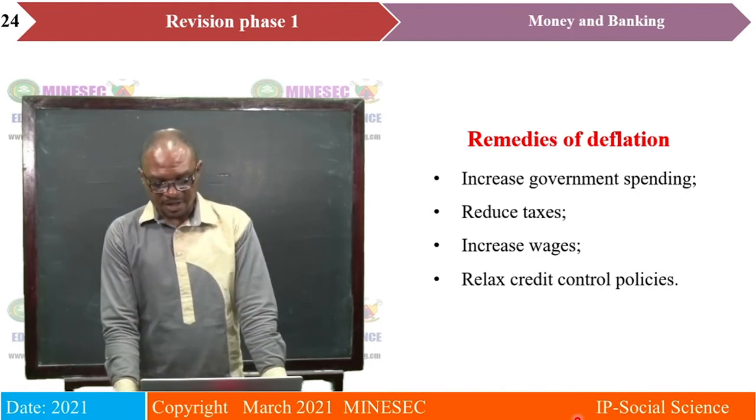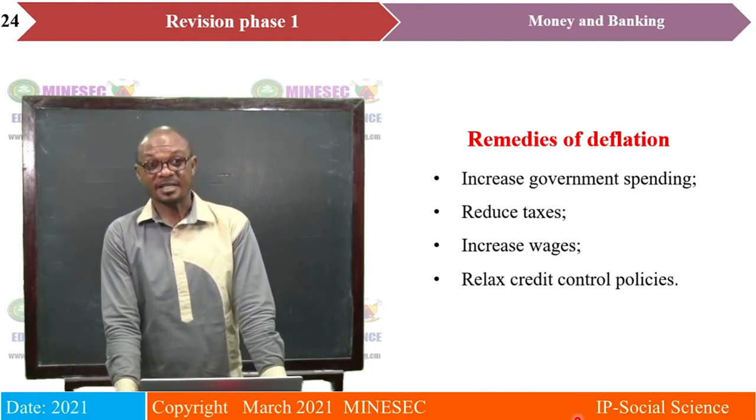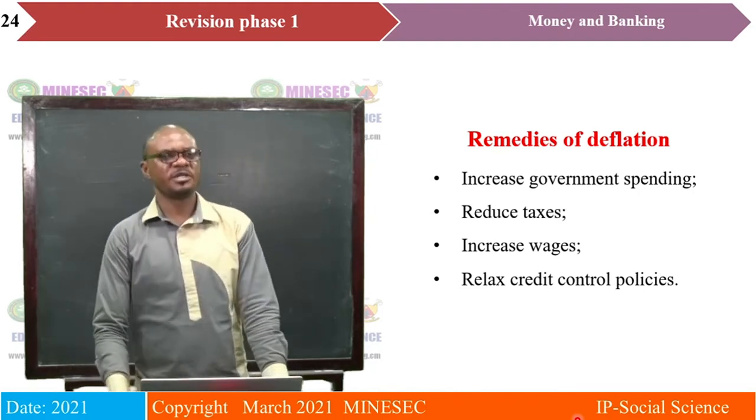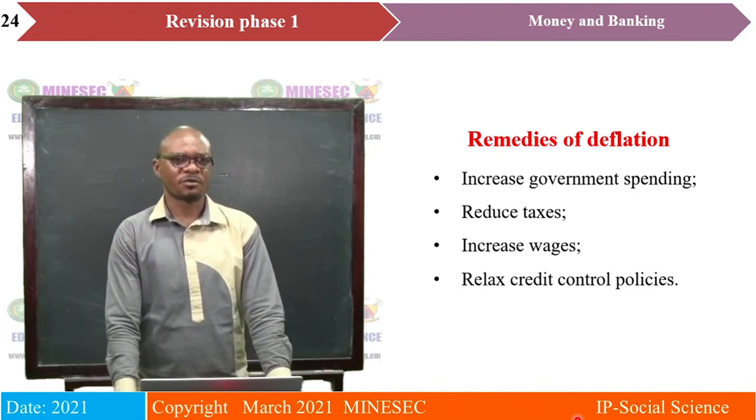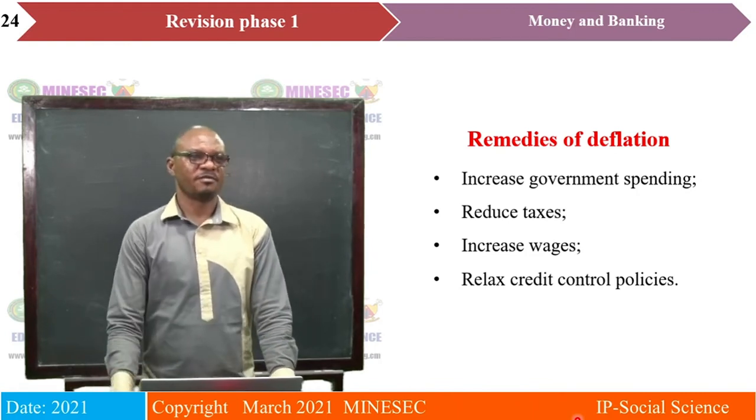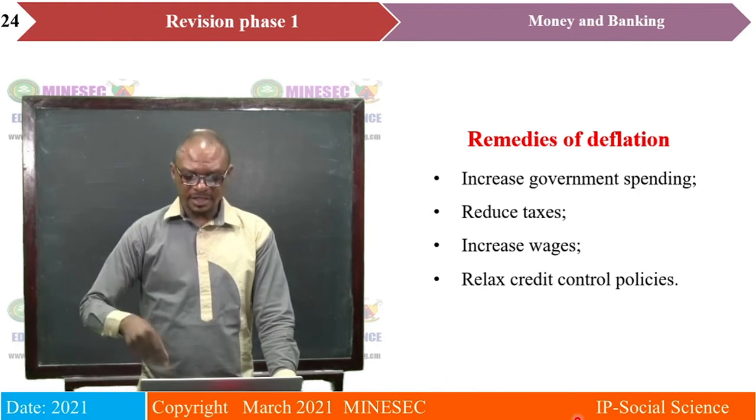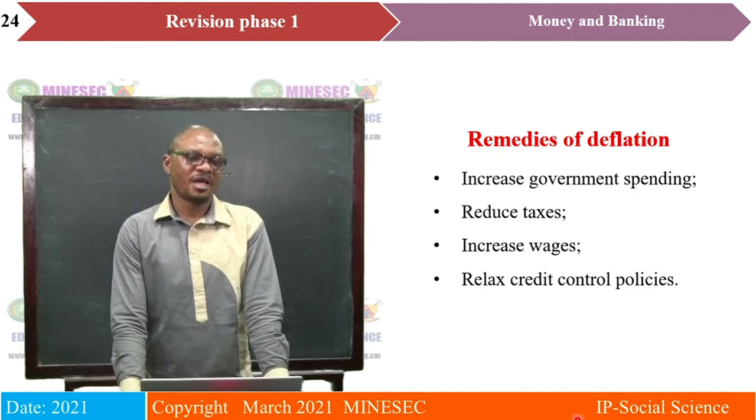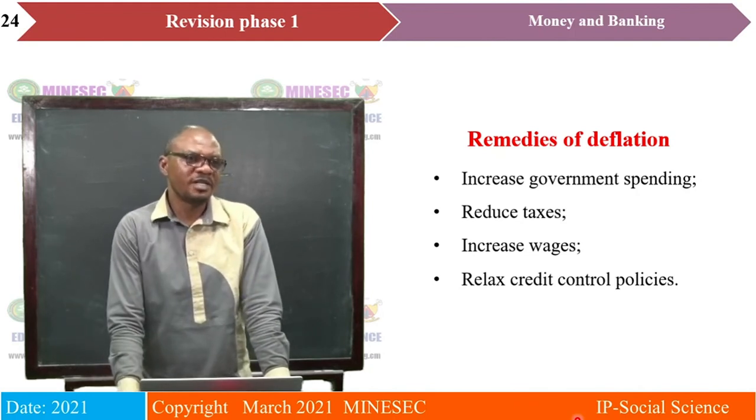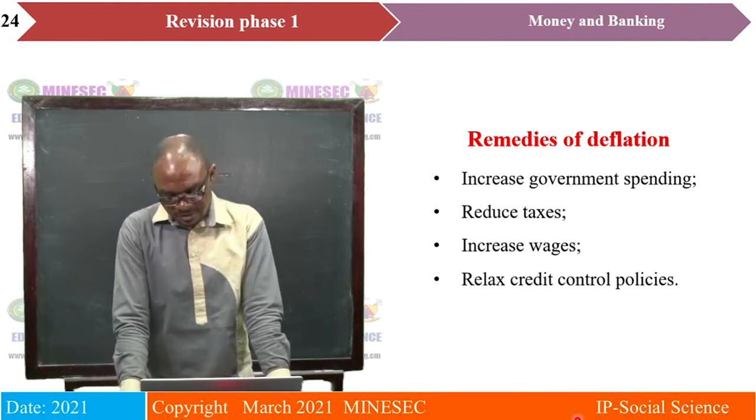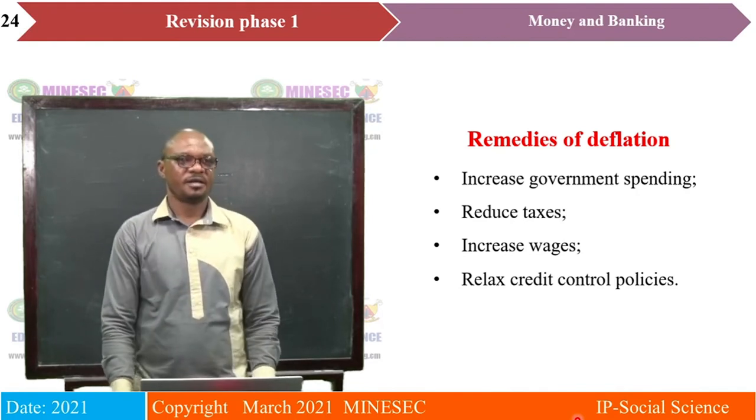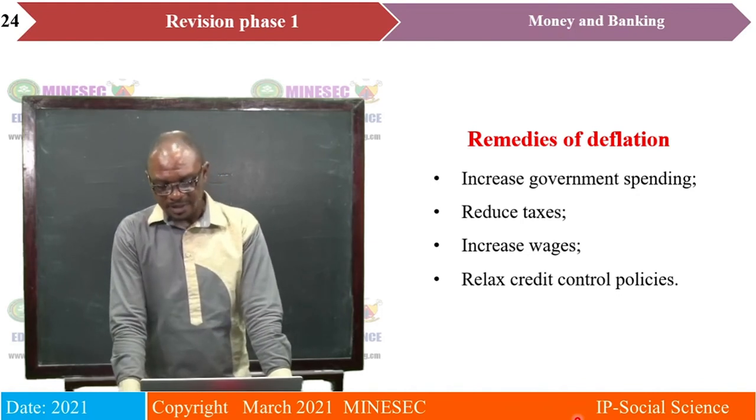And then if the government reduces taxes, direct taxes, the reduction in direct taxes would increase disposable incomes. One of the causes of deflation is low income level. So by reducing direct taxes, disposable incomes will increase. And that increase in disposable incomes will increase the demand for goods and services, causing price level to go up, or preventing deflation or a fall in the average price level.